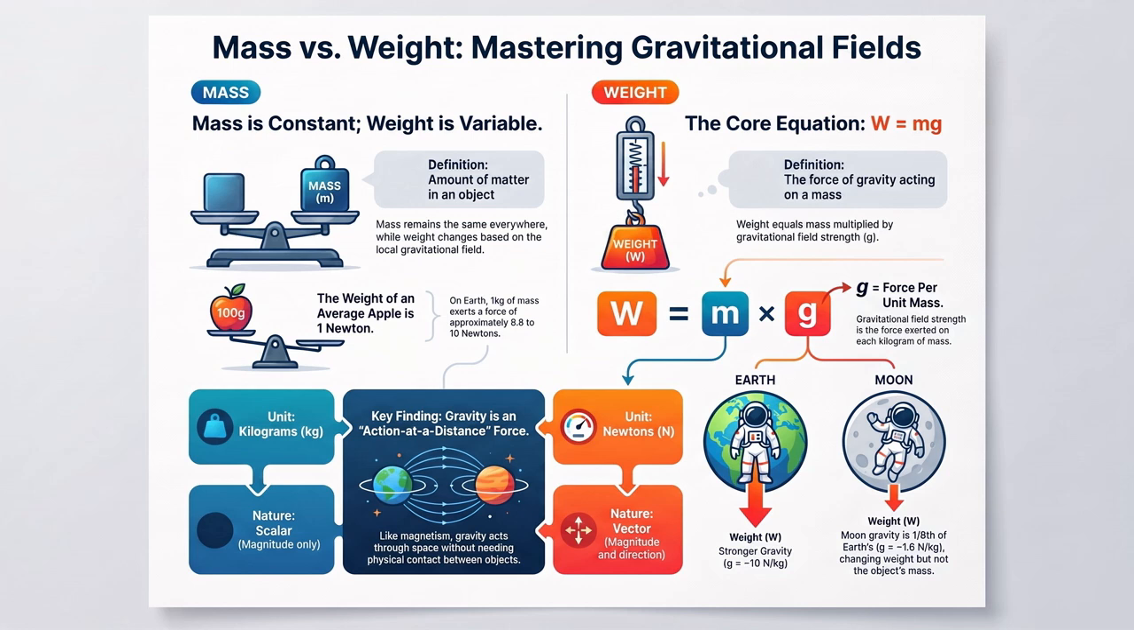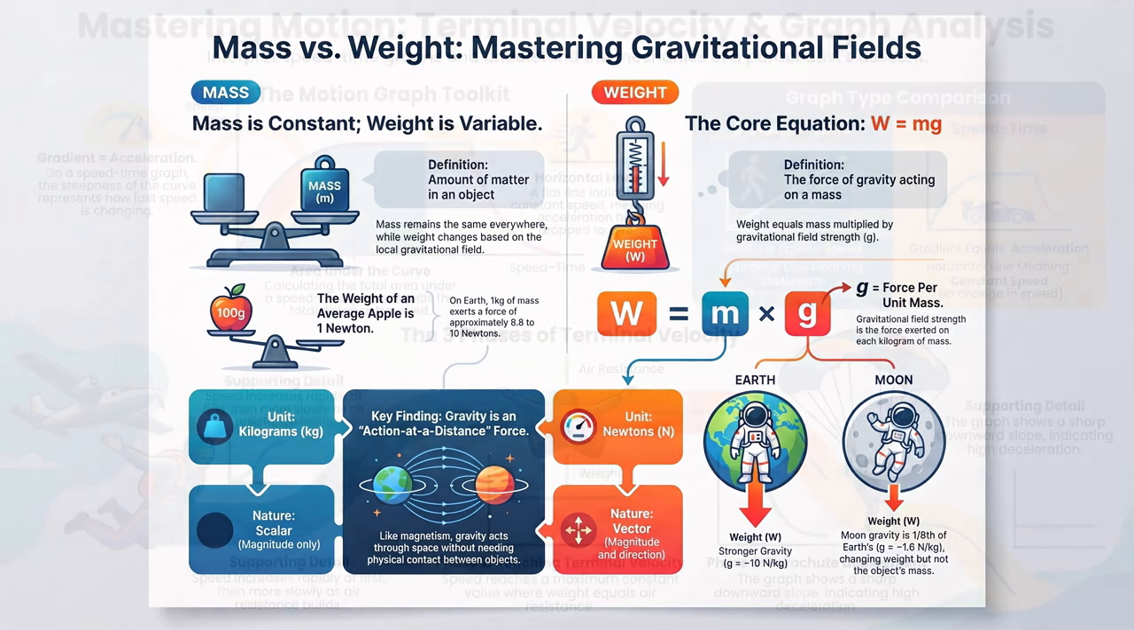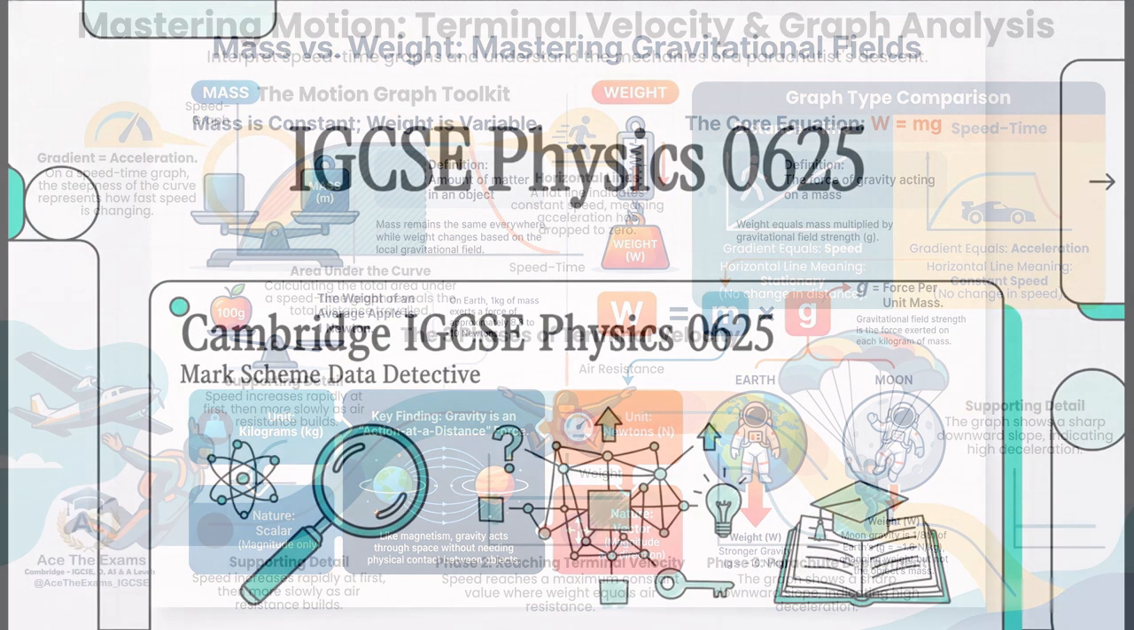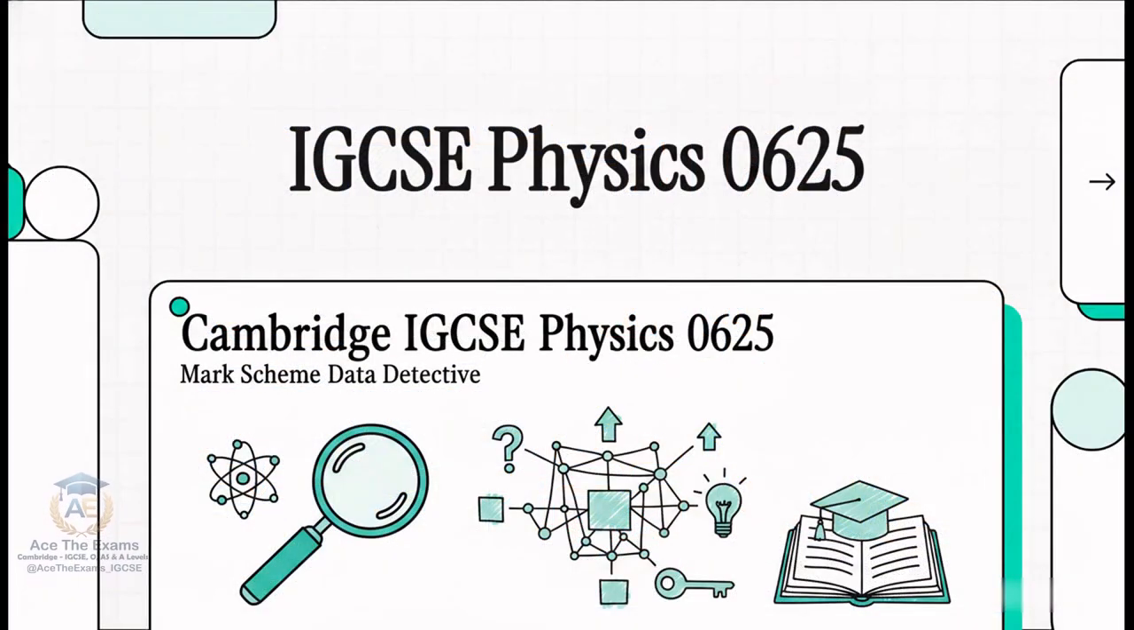A 100-gram apple? A 1 Newton weight. Now put it in a vacuum. What's its mass? Welcome to the Explainer. Today we're cracking the Cambridge IGCSE Physics 0625 mark scheme wide open using a true data detective approach.